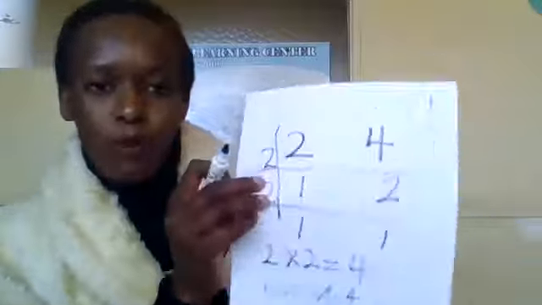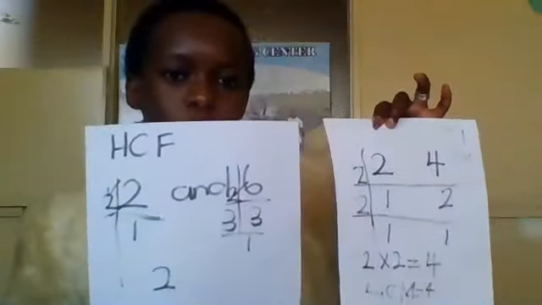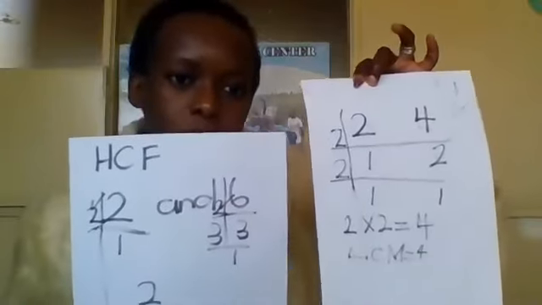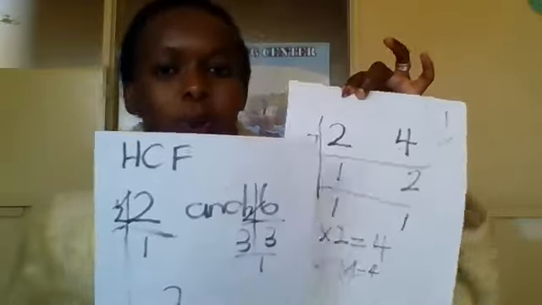Remember, with the HCF, you tick. It must be common here and there. With the LCM, you multiply. Okay. This is how we do our mathematics.